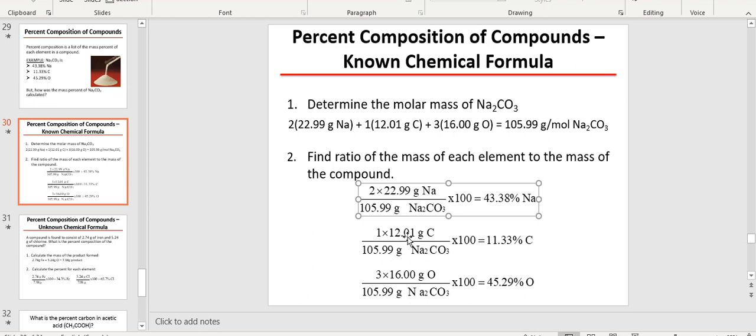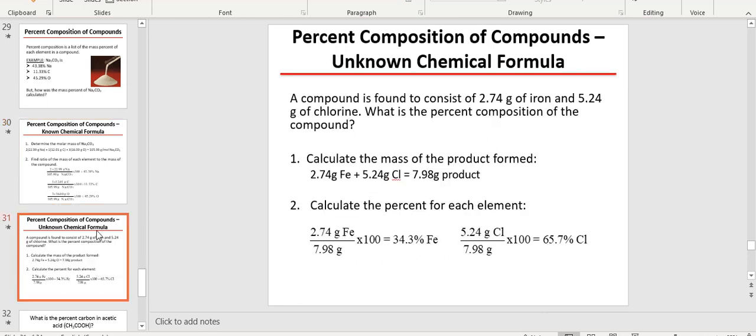Carbon, there's 1 of them, times 12, divided again by the whole molar mass times 100% is 11%. There are 3 oxygens here times 16 divided by the molar mass is 45%. And please note, this should always add up to 100%. Always 100%. Or 99.9 because we're dealing with some decimals here to 2 or 3 decimal places. So what do we got here?